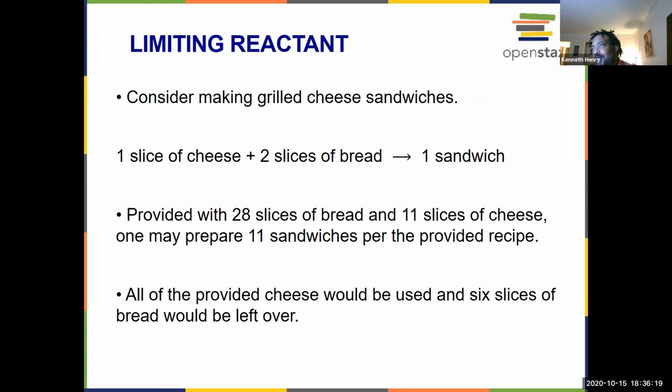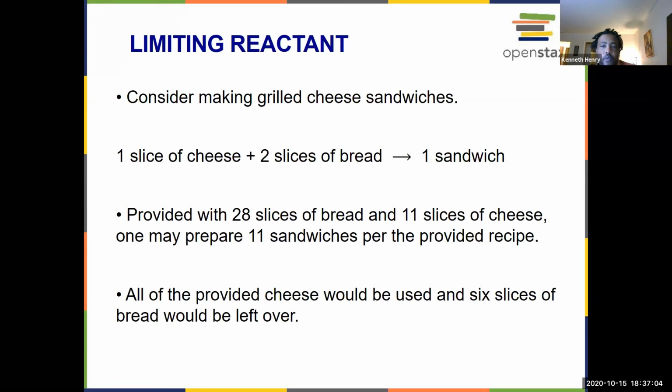Okay. So if I have 28 slices of bread and 11 slices of cheese, how many sandwiches can I make? 11. Why 11? Why can't I make 14? Because I only have 11 slices of cheese, right? And without cheese, it's not a grilled cheese sandwich, is it? Okay. So under those circumstances, the cheese is the limiting reactant or the limiting reagent.